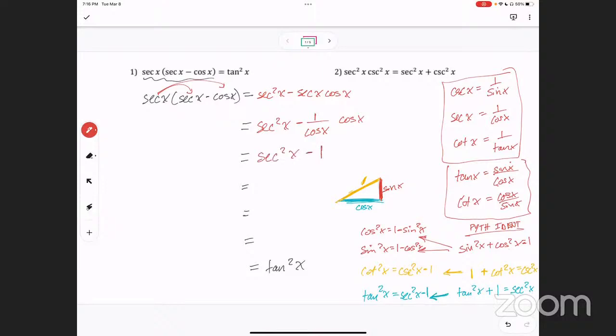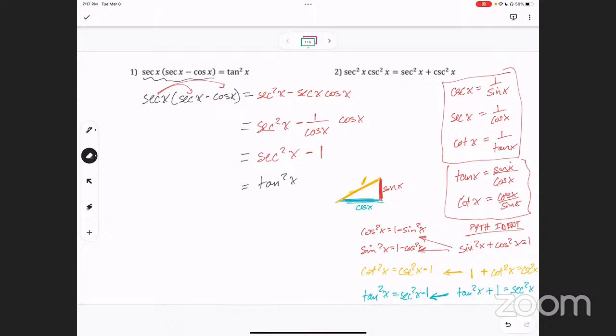Wait, secant squared x minus 1. Look down here. What's secant squared x minus 1 equal to? Tangent squared x. So I actually can just write that up here. I don't have to write it so far down. Tangent squared x. I can erase the rest of these things and boom, it looks like I knew exactly what I was doing.